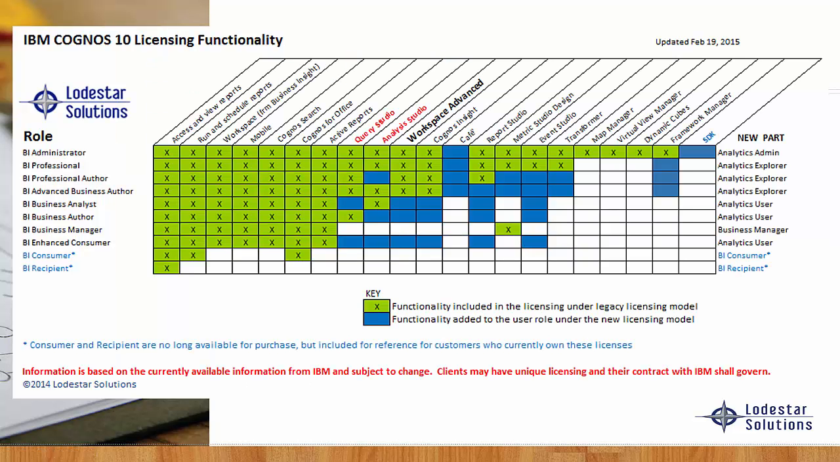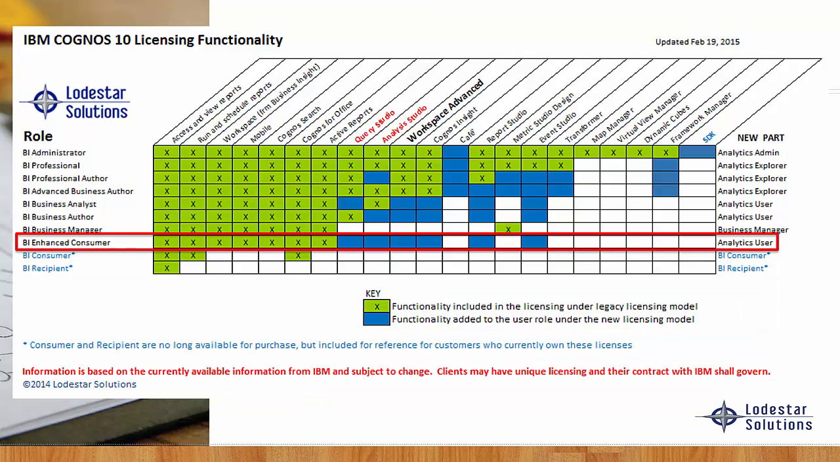On the left side of the matrix are the old license roles, and their functionality is in green. On the right side are the new license roles, and in blue is the added functionality. The old BI Enhanced consumer is now an analytical user and now has legal rights to use Query, Analysis, Workspace Advanced, Cognos Insight, Report Studio, and Event Studio. And you can see that you used to have to be a BI business author or higher to be licensed to use Workspace Advanced. But now you only have to be an analytical user. This is what we mean by supersized.